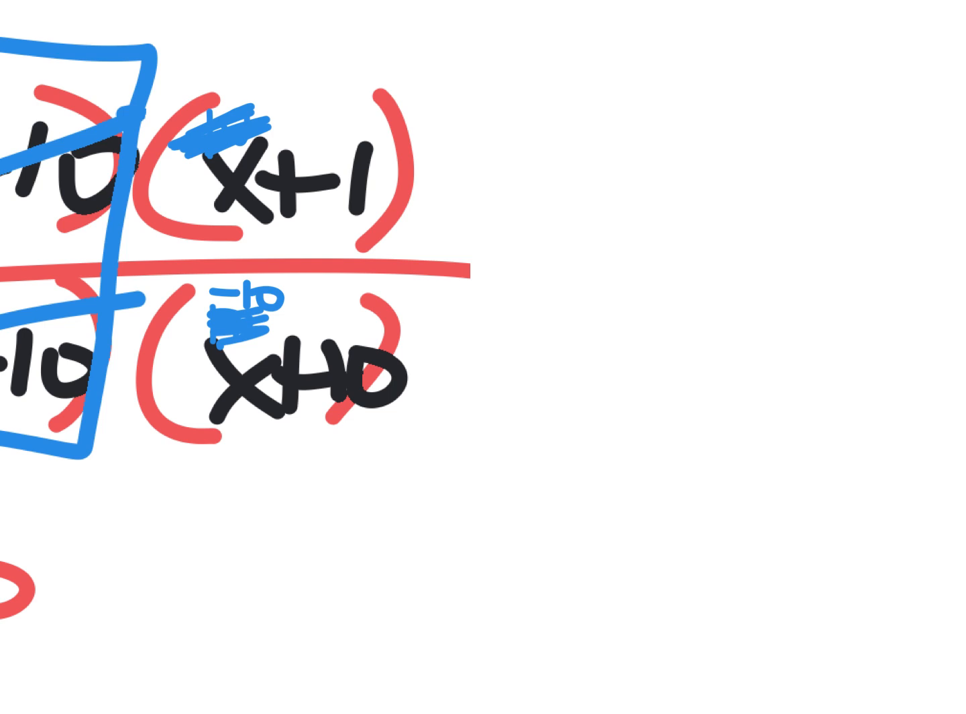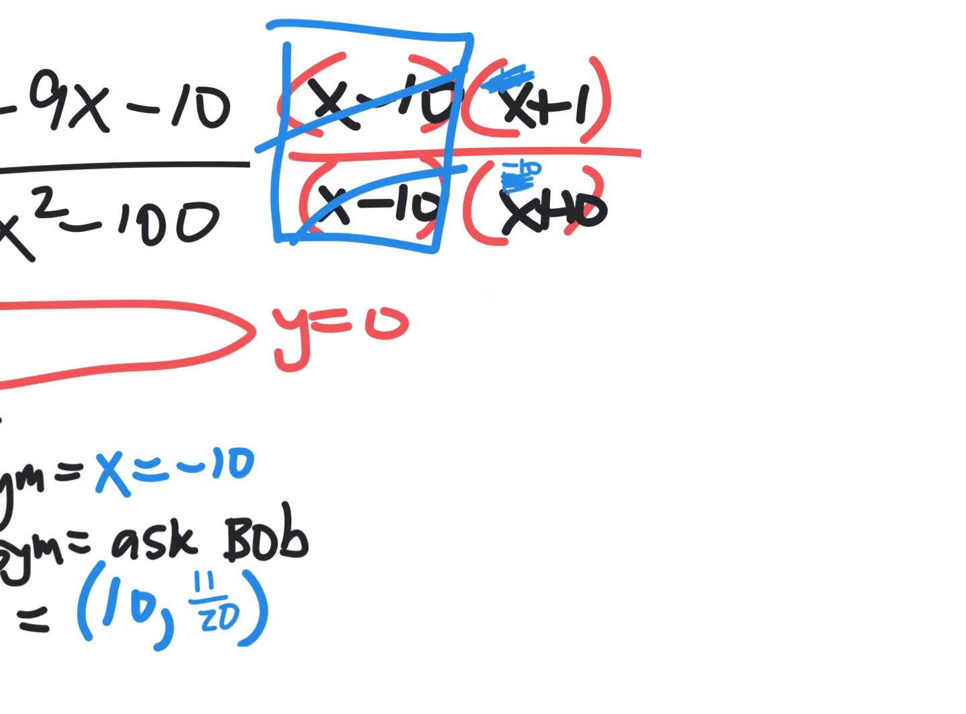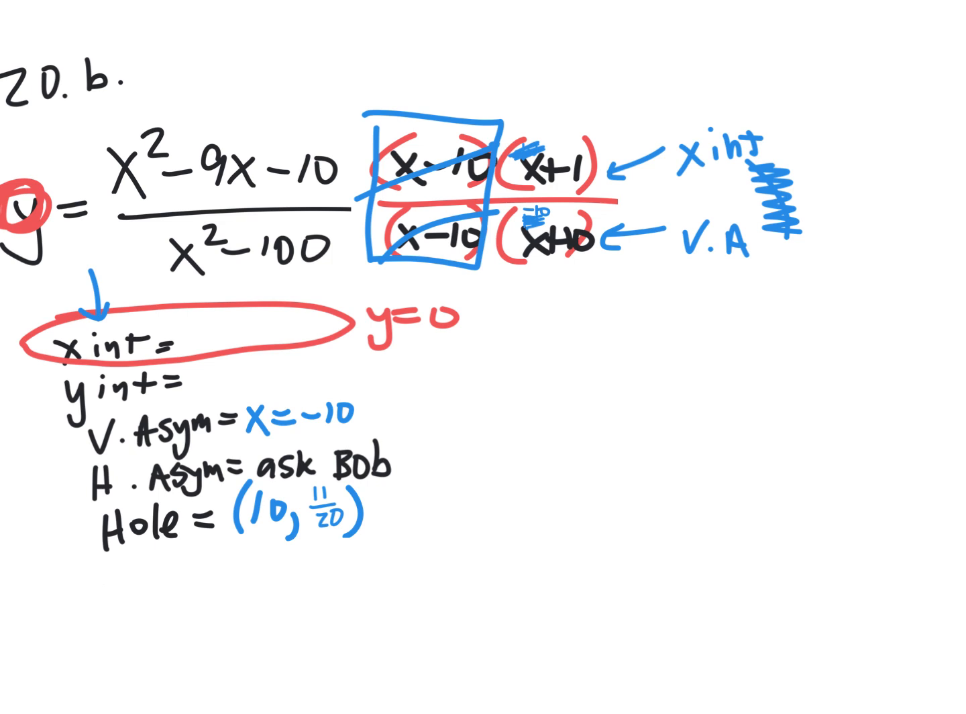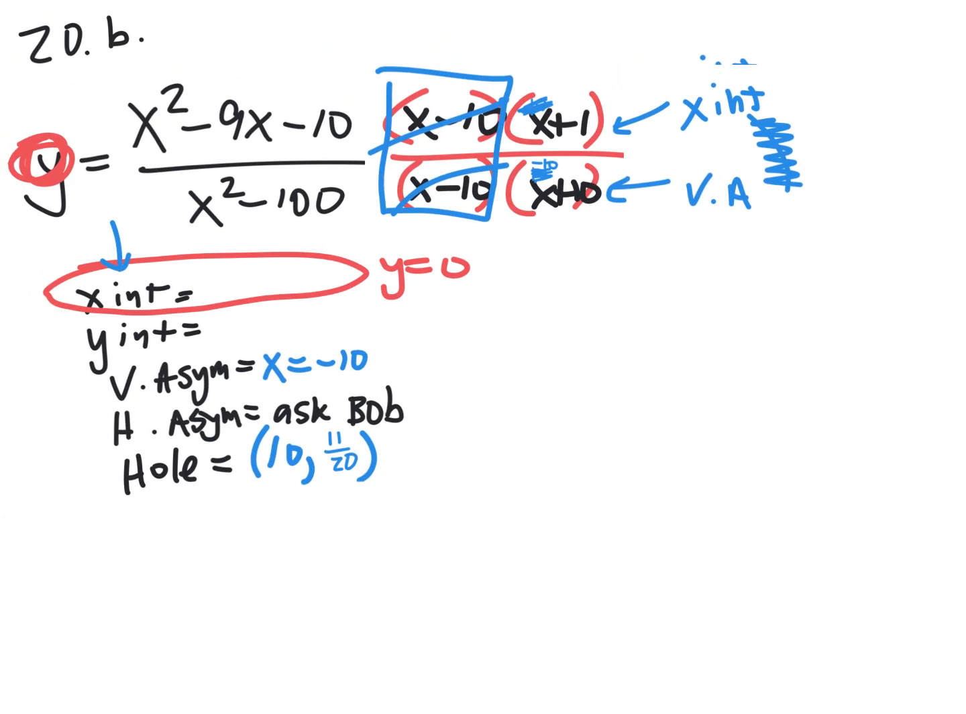Negative 10 is called the vertical asymptote. How many of you knew that? Excellent. Whatever makes the bottom 0, those are vertical asymptotes. Whatever makes the top 0, those are the x-intercepts. Please get the difference between those two. Whatever makes the top 0, those are the x-intercepts. Whatever makes the bottom 0, those are the vertical asymptotes.